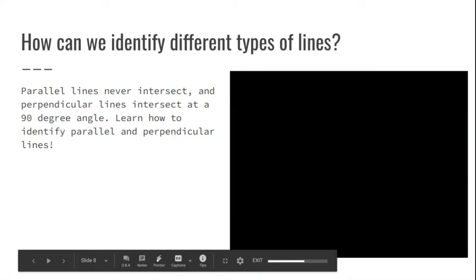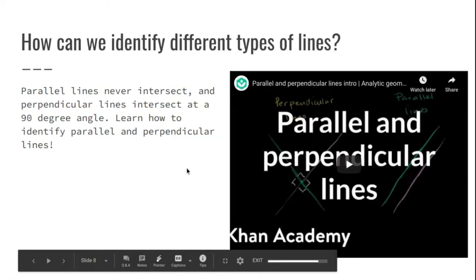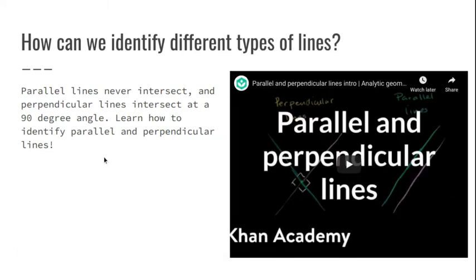How can we identify different types of lines? So parallel lines never intersect. Parallel lines are always separate, but they go the same direction and they never ever touch, ever. Perpendicular lines intersect, and intersect means touch, and they make that X shape. As you can see right here, these lines are perpendicular.